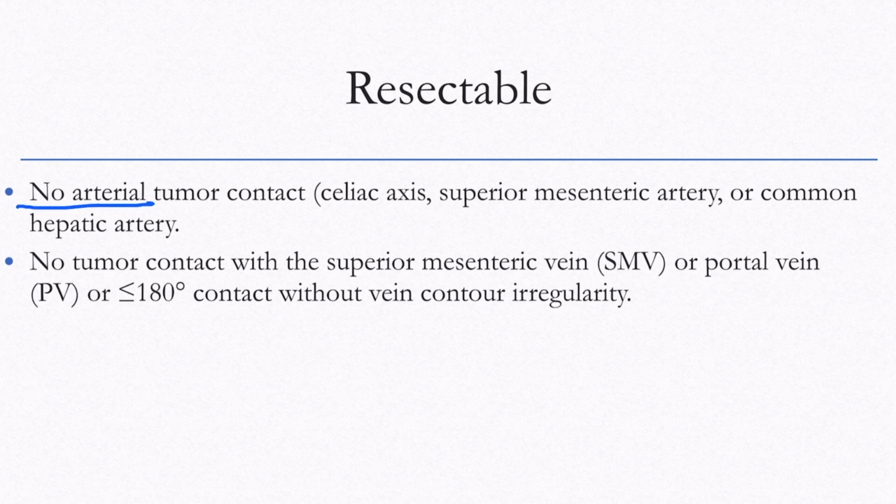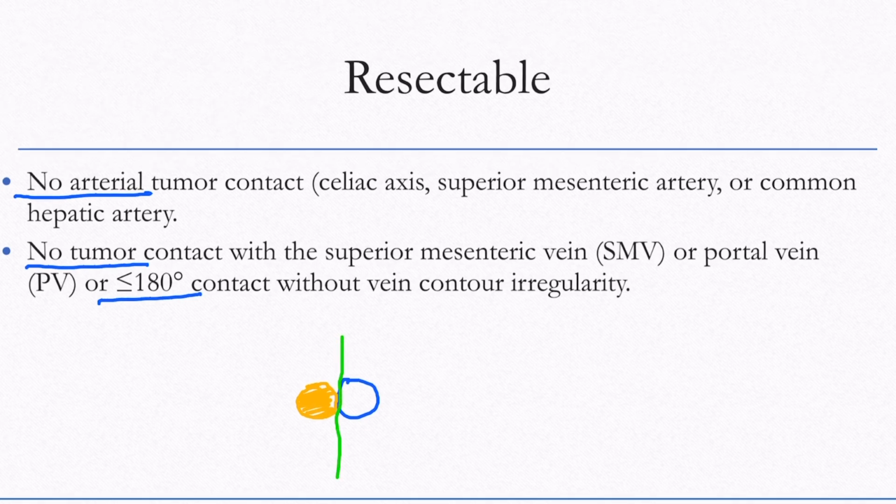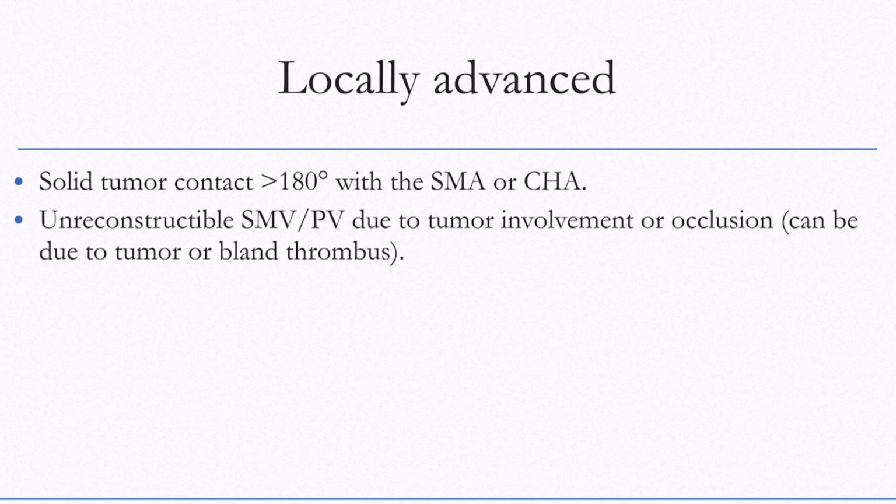Resectable pancreatic head and uncinate cancer has no arterial tumor contact: celiac axis, superior mesenteric artery, or common hepatic artery. No tumor contact with the superior mesenteric vein or portal vein, or less than 180-degree contact without vein contour irregularity. Less than 180-degree contact means tumor is touching the vessel but can be separated. Locally unresectable tumor is more than 180-degree contact with SMA or CHA. Unreconstructible vein wall involvement: vein involvement is so extensive that resection and reconstruction is not feasible.